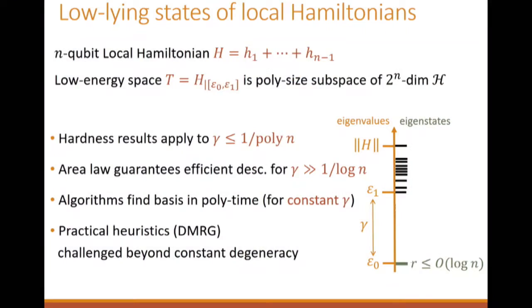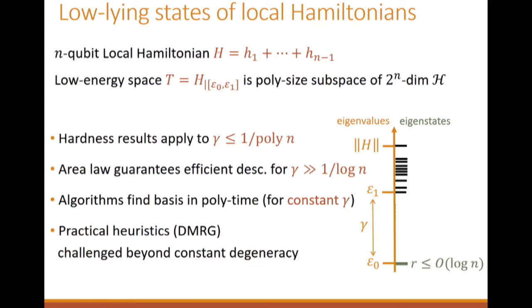And practice kind of seems to suggest that the algorithms have reached the extent to which they work. So if you think about the kind of algorithms that work in practice, there's a very efficient heuristic called the DMRG, for density matrix renormalization group. This works very well if you have a constant gap and a unique ground state. As soon as the gap closes and you start going to critical systems, and even more so as soon as the degeneracy of the ground space increases, it performs pretty badly, partly because it's not designed for that.